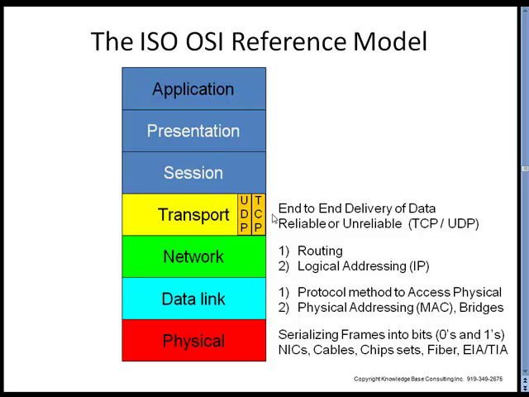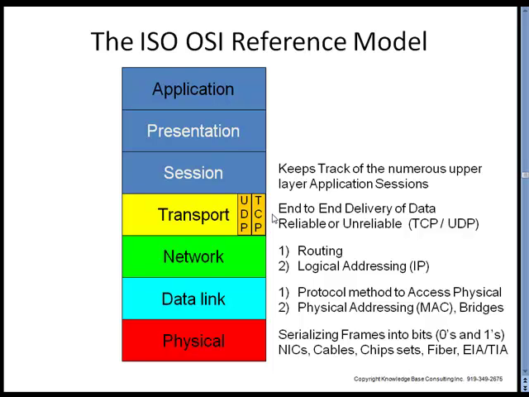So UDP is lightweight and quick, and therefore good for real-time applications like voice. TCP, on the other hand, is not as quick. It is more overhead, more header information, and basically provides the reliable delivery of data. So we use TCP for data, UDP for voice.